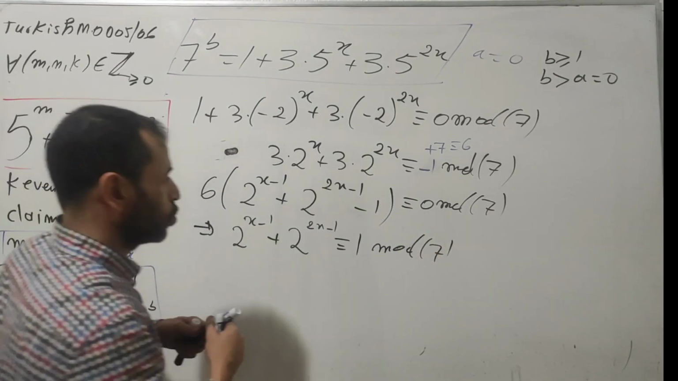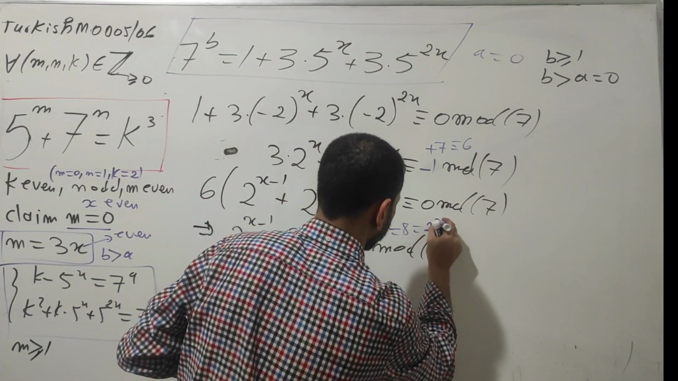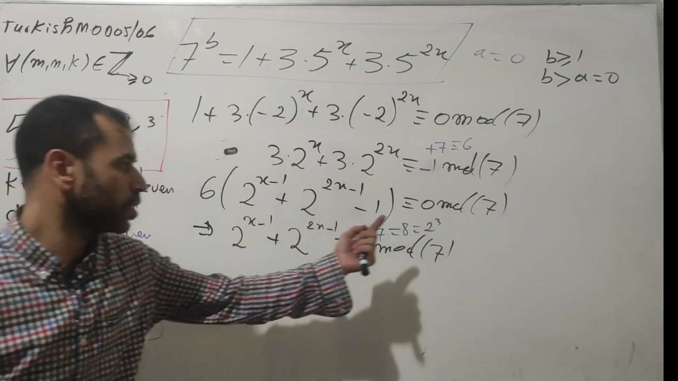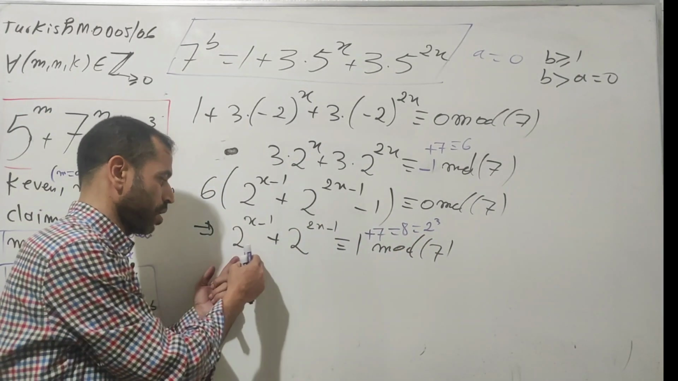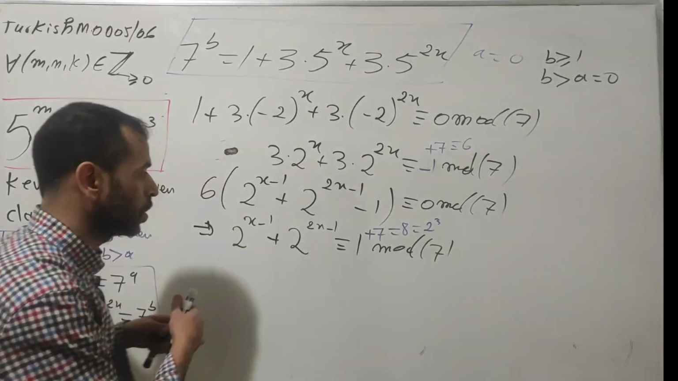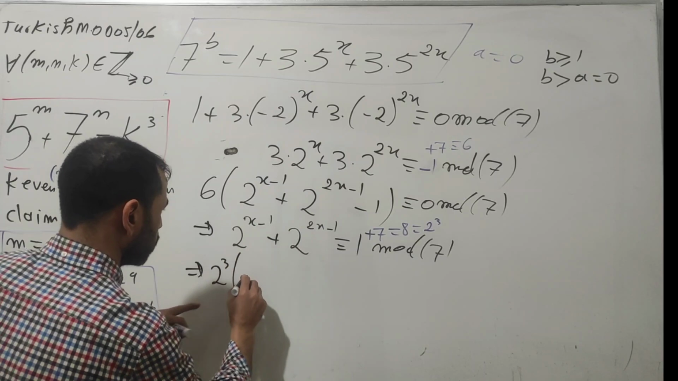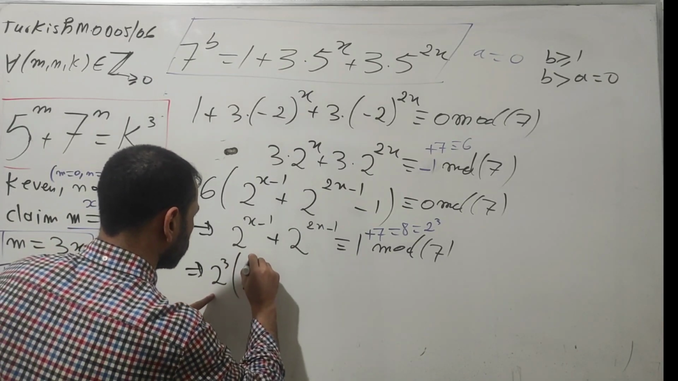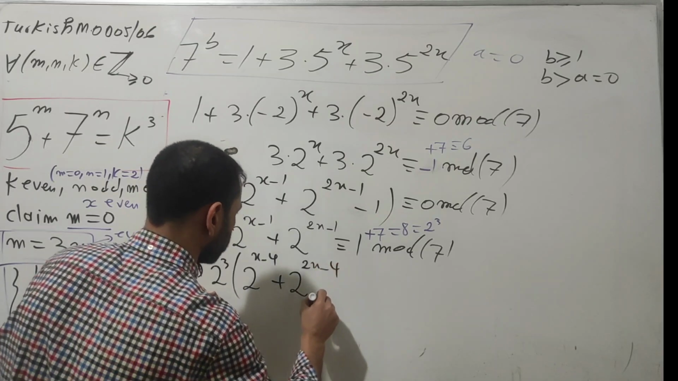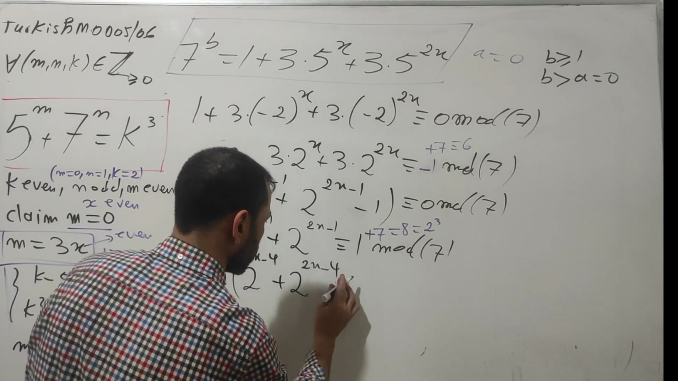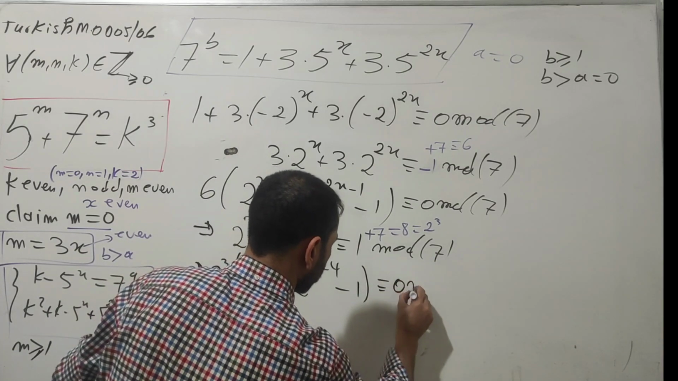Now also I'm going to add number 7 here, and it becomes 8, which equals 2 cubed. Okay, then take this 2 cubed to the left and make it a common factor, since we have a power of 2 in each term here. Okay, so it's simpler. So we get 2 cubed times 2 to the x minus 4 plus 2 to the 2x minus 4. After moving this one to the left, it becomes minus 1 here, is congruent to 0 mod 7.